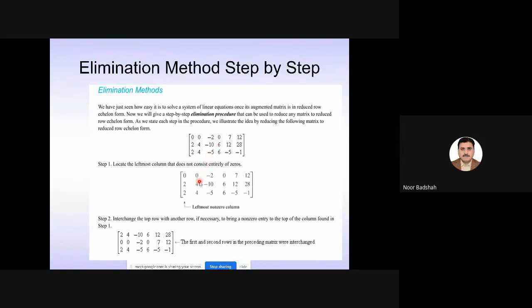You see, if you want to convert that into echelon form, what do we do? We need to make this one non-zero. Interchanging these two rows, that's the first operation we apply. We get this one, 2, 4, minus 10, 6, 12, 28 here. And then we make this one 1. Usually we make the pivot 1 even for echelon form, because making it 1 and then applying those operations might be easy.